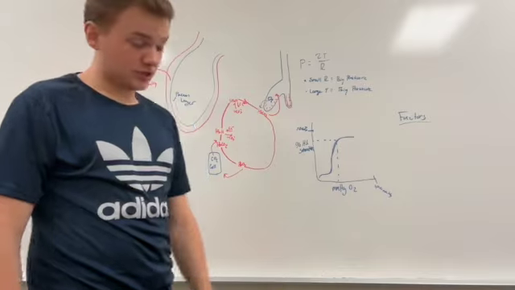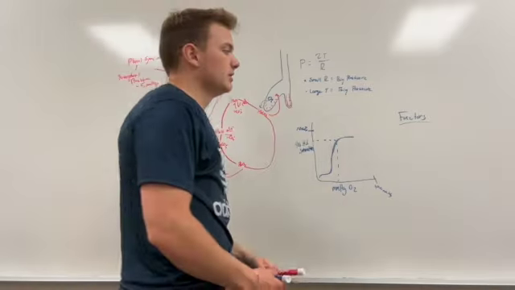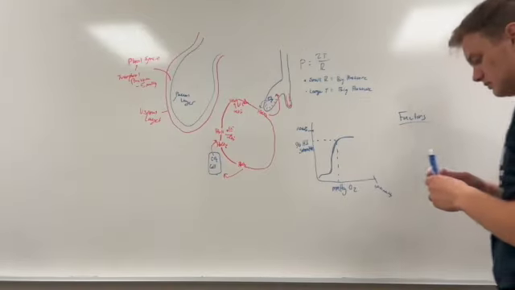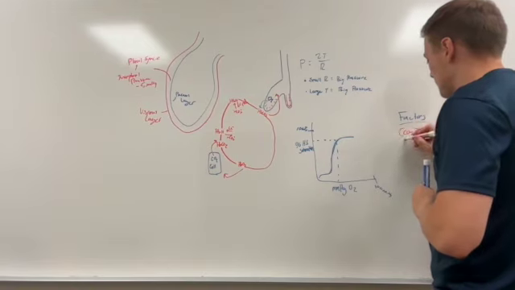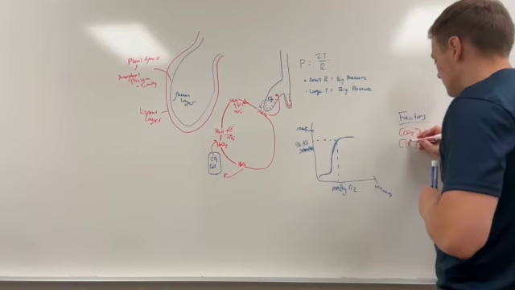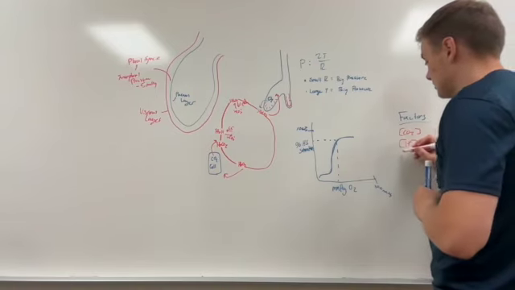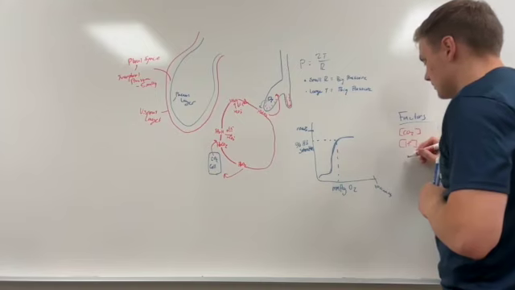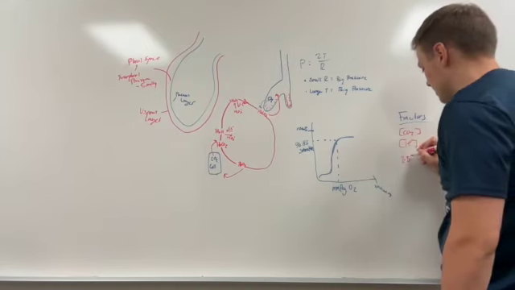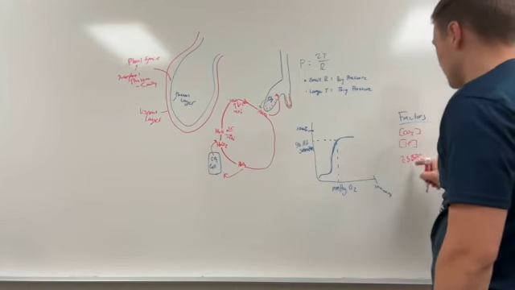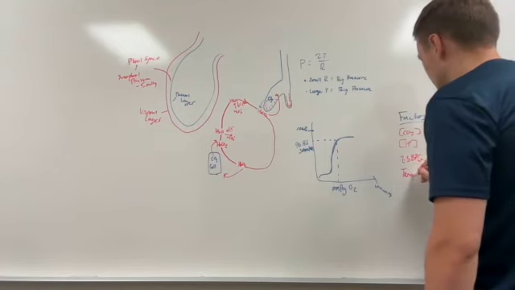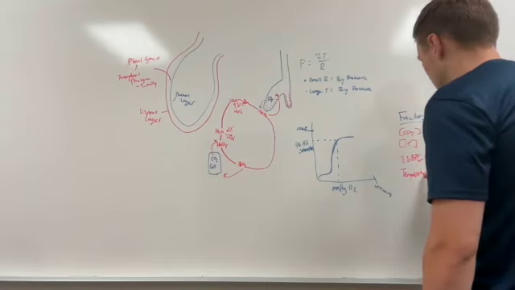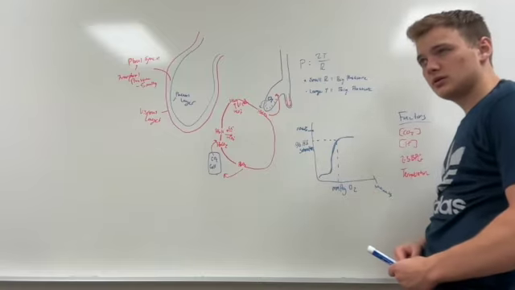But this curve can be shifted depending on some factors. So factors include our concentration of CO2 in the blood. We have a concentration of our hydrogen ions in the blood. We have the presence of a glycolysis byproduct called 2,3-BPG, which is bisphosphoglycerate. And we also have temperature as a factor. I think that's everything. I hope I'm not missing anything.